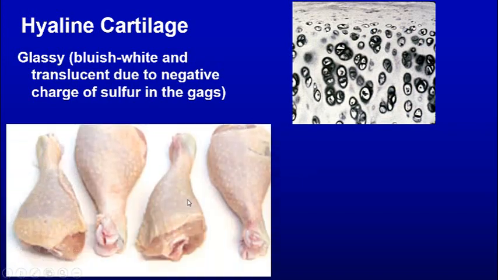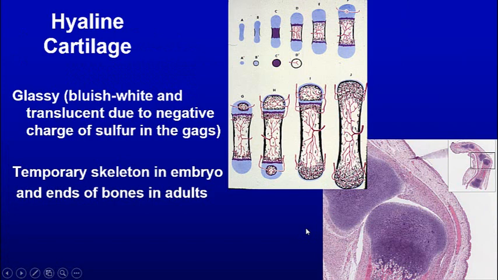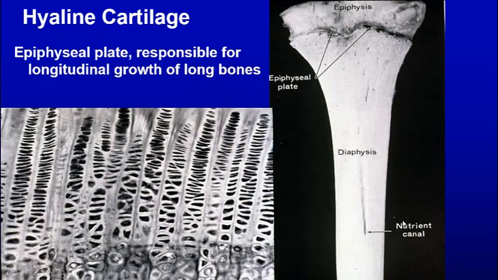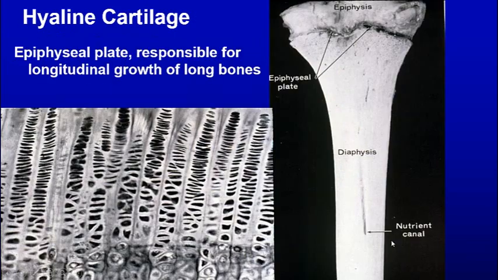Sulfur makes it blue with H&E preparation, and it's at the end of bones. We see those. You see that kid sucking the bone. It's glassy, has GAGs. It's a temporary skeleton of us, and also it's the articular surfaces of bones in the adults. And also, hyaline cartilage is involved in the growth of long bone, and it does it at the epiphyseal plate.